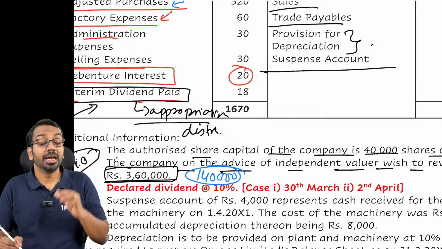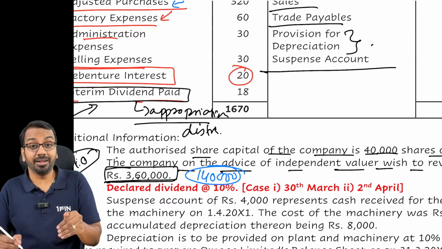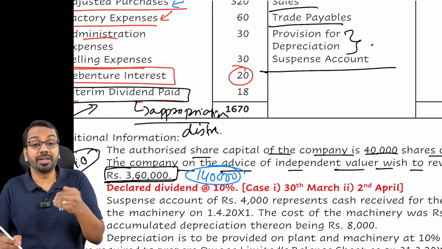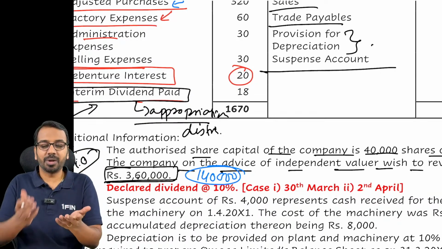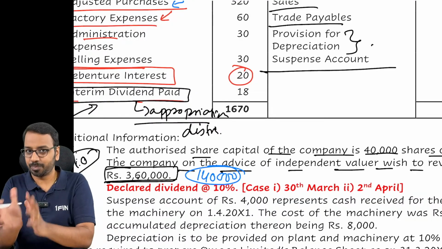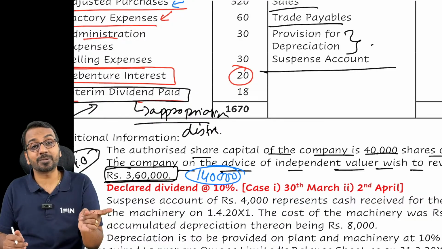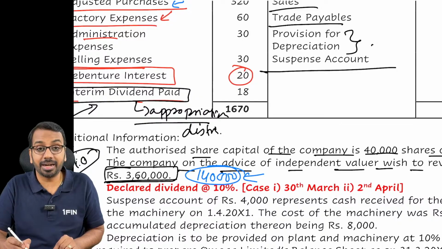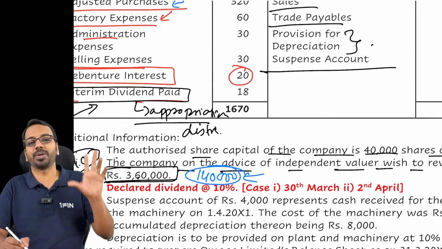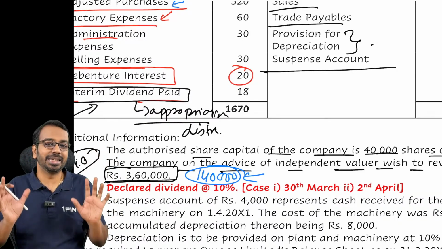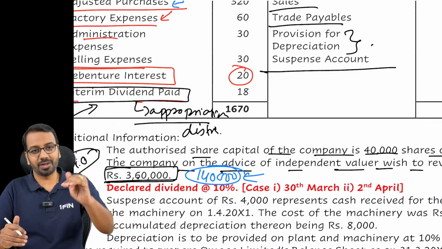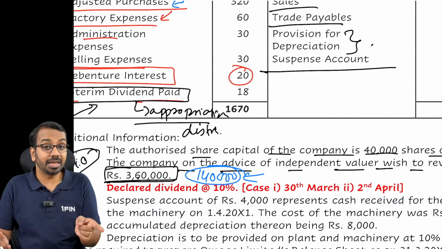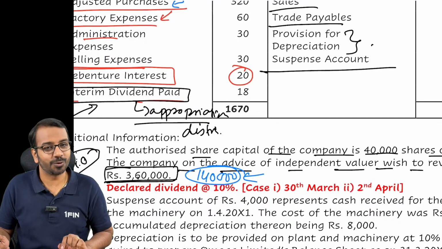140 is the gain. Now, if 140 is the gain, and we have increased the land value, what are the two adjustments? First adjustment, you increase the land value in the balance sheet. Okay. Where is the second adjustment? What do I do with this gain? Now, don't say, sir, we'll transfer it to P&L. Revaluation related gains are not transferred to P&L. Okay. If there is a loss, then definitely we transfer to P&L. But if there is a gain, there is no question of transfer to P&L.